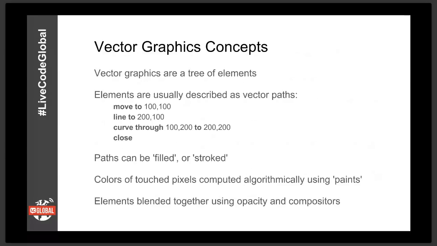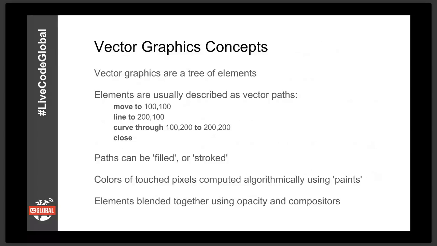So just a couple of ideas about what vector graphics is about. Usually vector graphics is considered to be a tree of elements. You have a root node in the tree, and then it has child elements that describe how the graphics lays up, very much like the object tree you get in LiveCode. Typically, all elements are described as vector paths. These are very simple expressions that say kind of moving an invisible pen around.